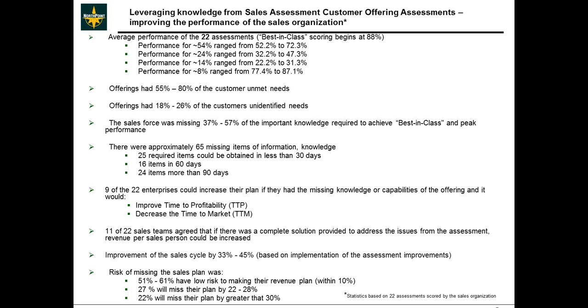Improvement to the sales cycle of between 33 to 45% based on implementation of the assessment improvements. And risk of missing the sales plan was 51 to 60% having low risk, making their revenue plan. 27% were going to miss their plan by 22 to 28%, and 22% of them were going to miss their plan by greater than 30%.